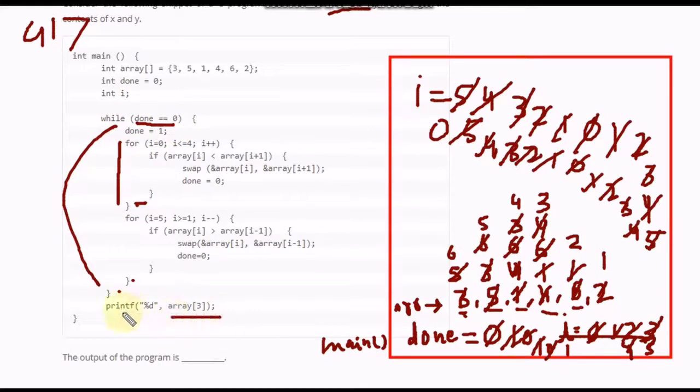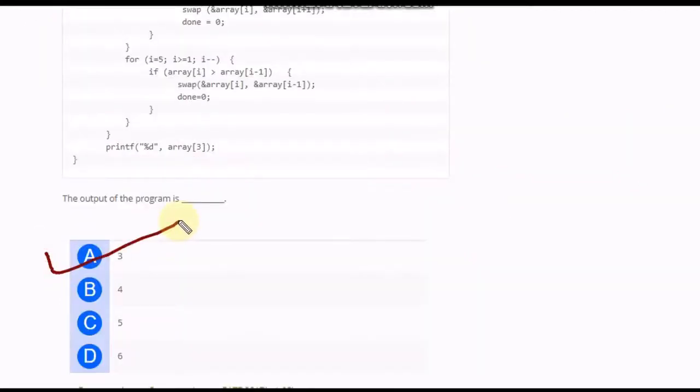After that we will print the value of array 3. So what is the value of array 3? That is 3. So 3 will be the output of it in here. So 3 is the right option.